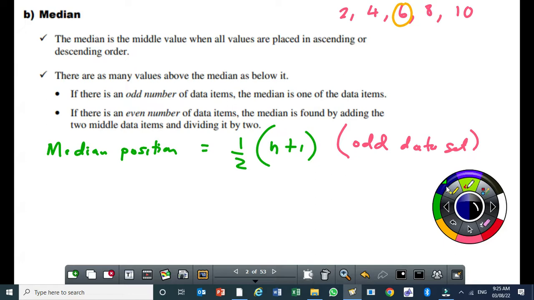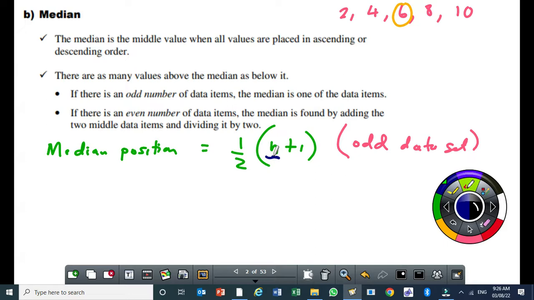Yes, sir. What did you say? N is the number of values in the data set. For example, here I only wrote 5, so N is going to be what? 5. In this class, how many are you? 26. N is what? 26. Okay?